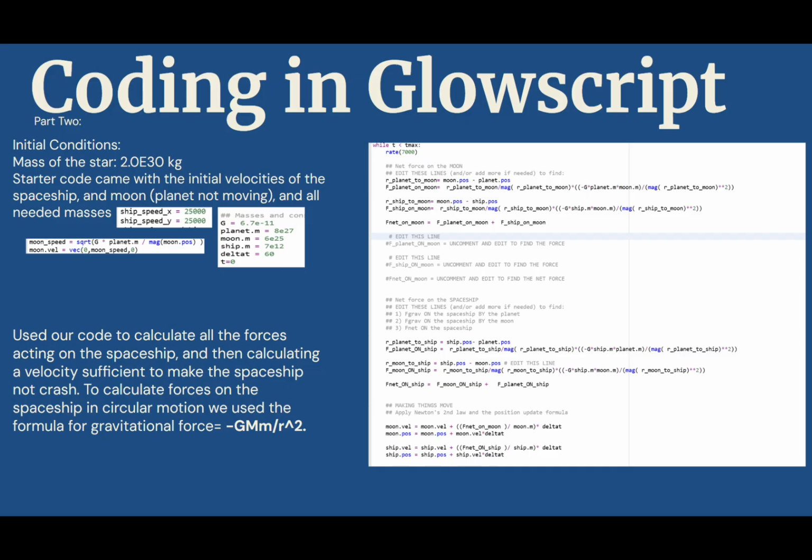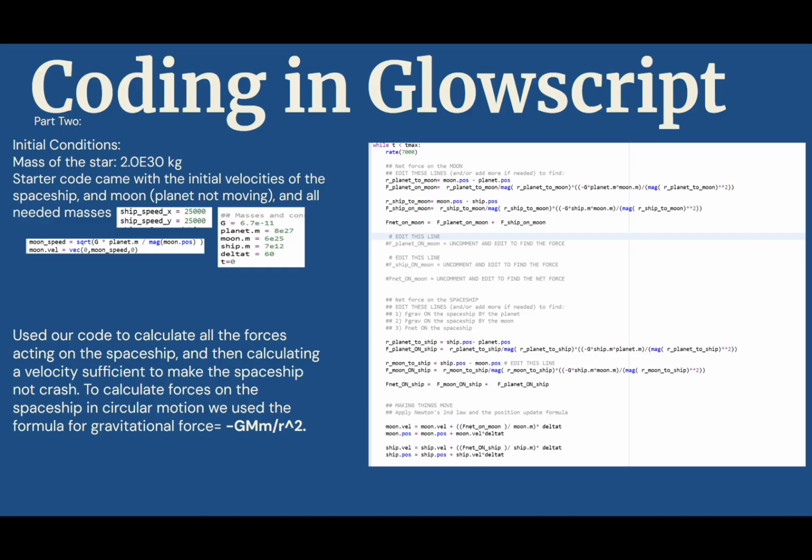Here's our coding and GlowScript for part 2. The initial conditions were given to us in this case, and we found the mass of the star to still be 2.0 times 10 to the 30th kilograms, and the starter code came with the initial velocities of the spaceship and the moon, with the planet not moving, and all the needed masses, as I've shown in screenshots below. We used our code to calculate all the forces acting on the spaceship, and then calculating a velocity sufficient to make the spaceship not crash.